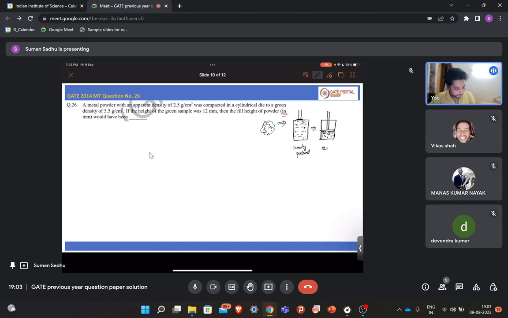Now it is compacted. This compacted sample is called the green sample. Then we take out this compacted powder sample, that is the green sample, and put it in a furnace. So then this is sintering.